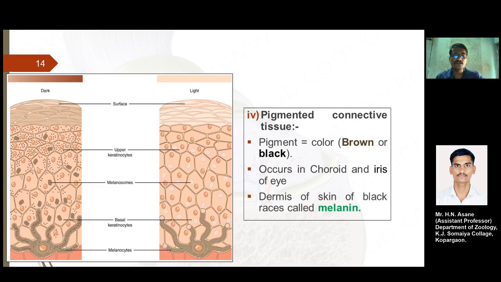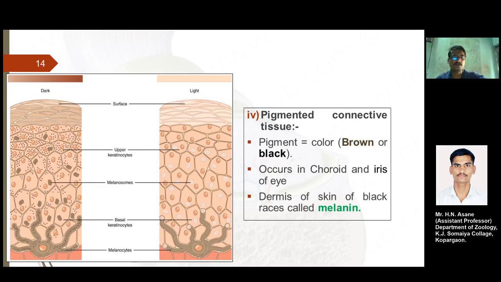So what happens? It occurs in the choroid and iris of the eye, and it is also present in our skin. The dermis of the skin of black races, which we mainly see in African countries like Tanzania, Kenya, or the West Indies. These people have very much pigment present in the dermis. That substance is known as melanin, and this melanin causes the darkening of the skin color.